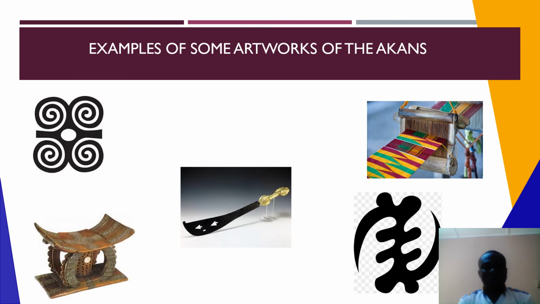We proceed to see some of the examples of the artworks of the AKANS. As you can see in the pictures, the golden stool is there, the state sword is also there, the Gye Nyame symbol, and then we have the KENTE cloth. All these are artworks that have been done out of creativity. It depicts their culture, it depicts their history, and it shows their uniqueness as AKANS.